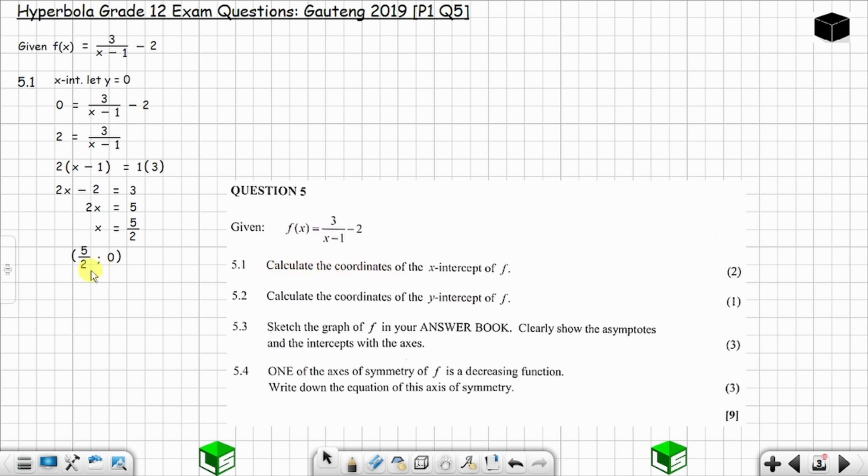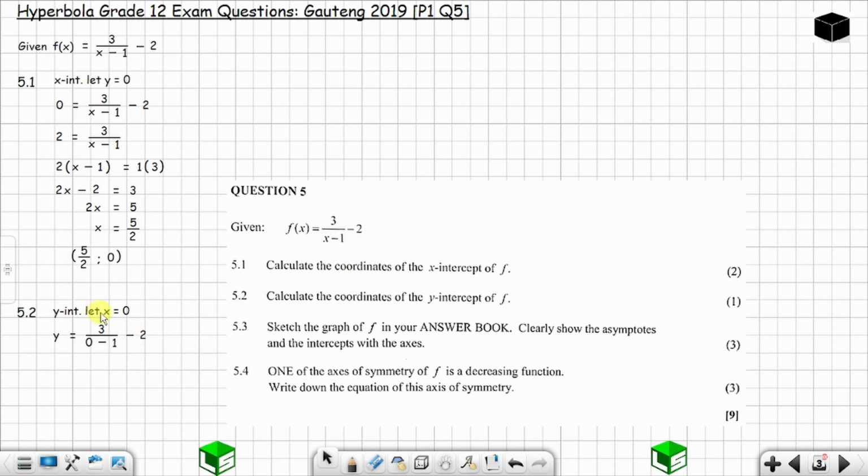Okay, now we carry on. 5.2. The question is calculate the coordinate of the y-intercept of f. The question is 1 mark. To get the y-intercept, you let x equal to 0. F of x is y. So you have y is equal to 3 over x minus 1, minus 2. So you let x equal to 0. You substitute 0 for x. Now you have 0 minus 1, and then minus 2 there.